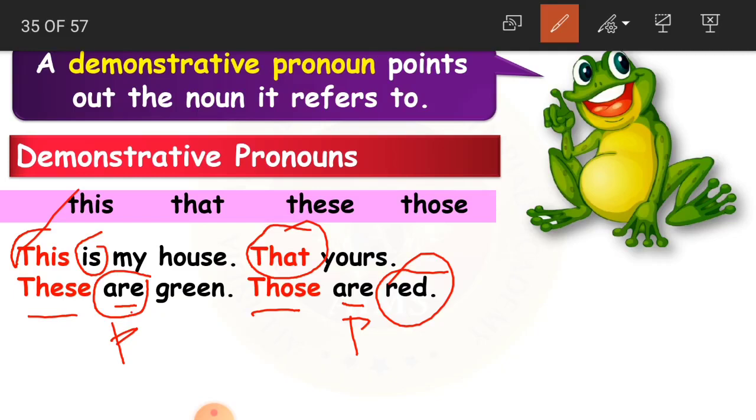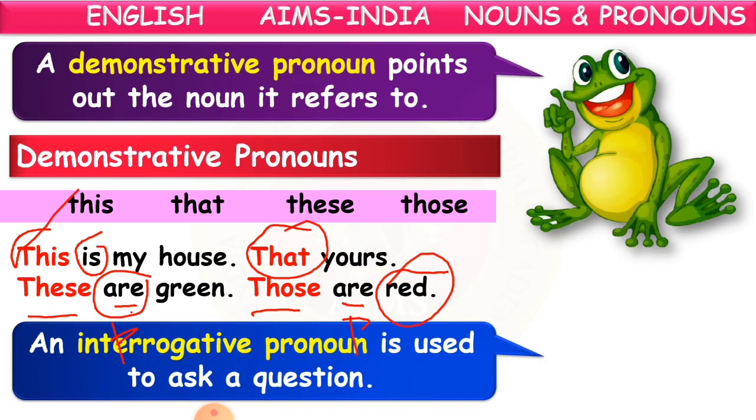So when the noun is in plural form, the verb is also in plural form, and demonstrative pronouns also become plural. So these are green apples, those are red apples. Clear, children? When we want to talk in singular form, the same sentence becomes: this is a green apple, that is a red apple. Understood the difference? Yes. This is about demonstrative pronouns.